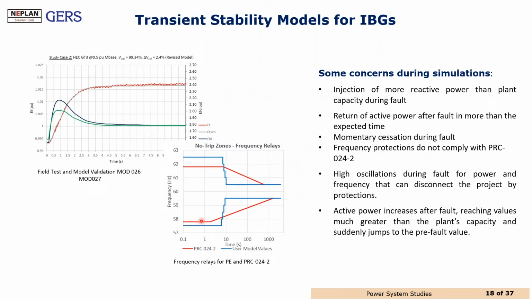Some concerns that we can consider during the simulations are about the synchronization of the model. And in some cases, we have to validate if the simulation model is acceptable or not for the grid code compliance. For example, field test and model validations using the specification of MOD-026 or MOD-027, which are related mostly to generator excitation systems and governors. I mean, they are more oriented to typical generation.